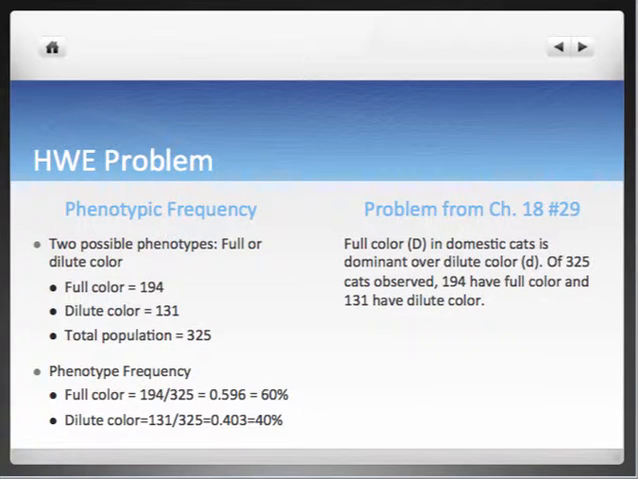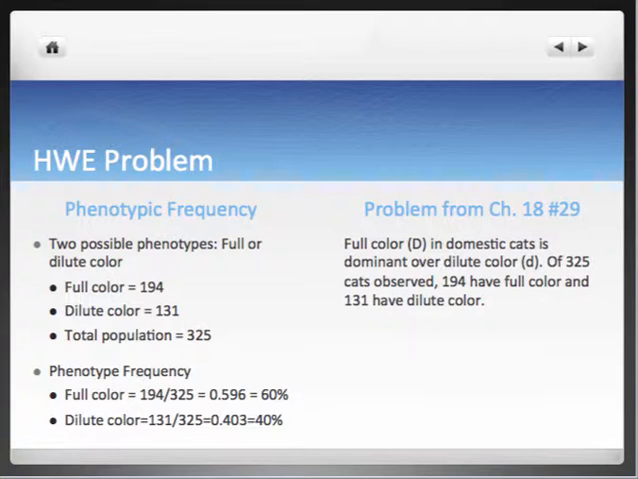For the first one, the phenotypic frequency, like I said earlier, we're looking strictly at whether it is full color or dilute color, because those are the two phenotypes that we have. This is really easy to do with how this problem is presented. We know that for full color, there are 194 cats. There are 131 cats that are dilute colored, and the total population is 325.